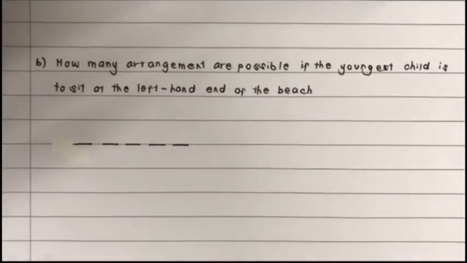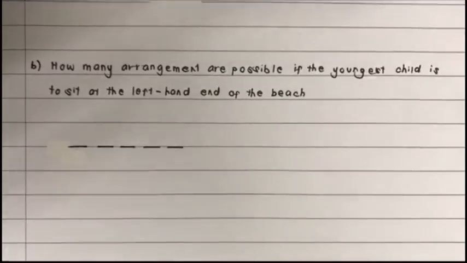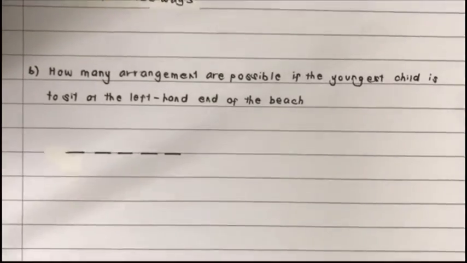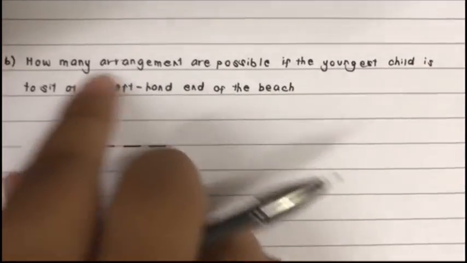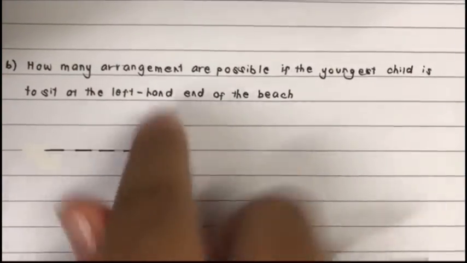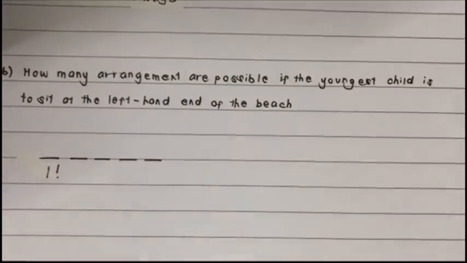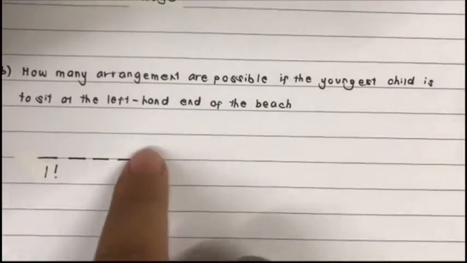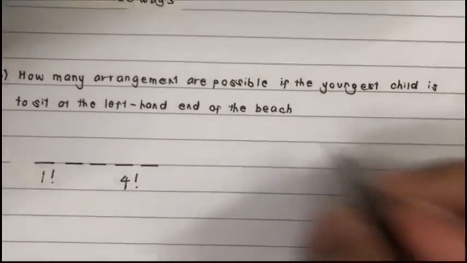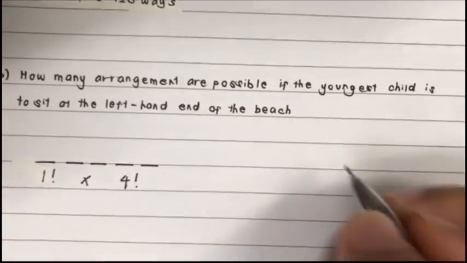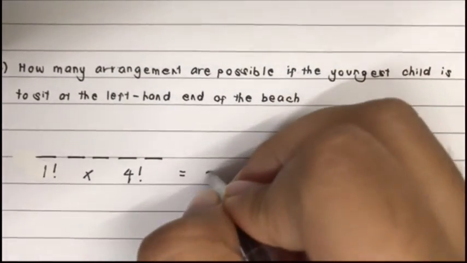Next question. How many arrangements are possible if the youngest child is to sit at the left-hand end of the bench? Since the youngest child needs to sit at the left-hand end of the bench, here is 1 factorial, and the other 4 children left is 4 factorial. So we multiply and we get 24 ways.